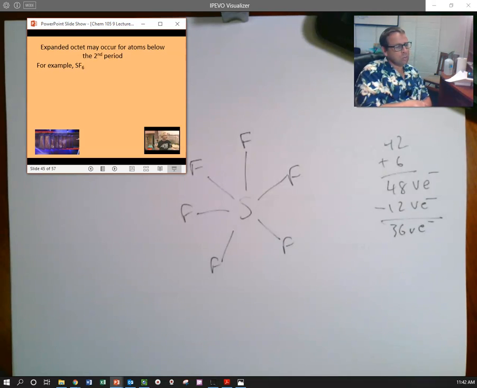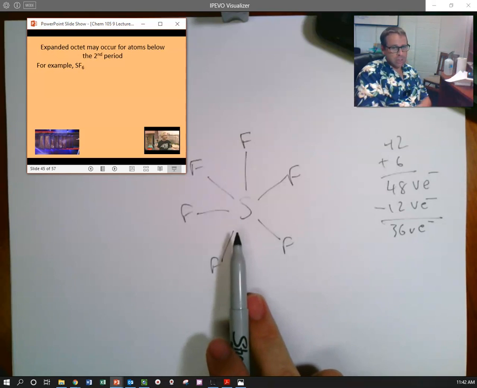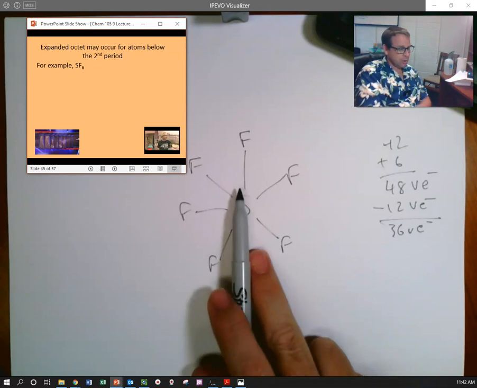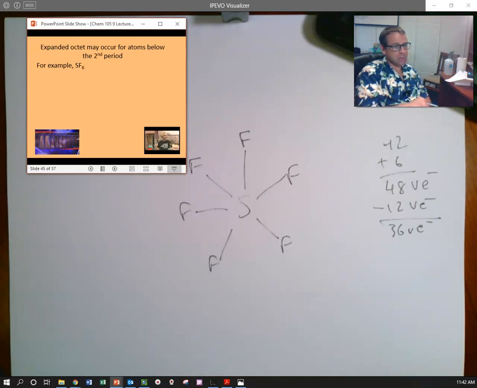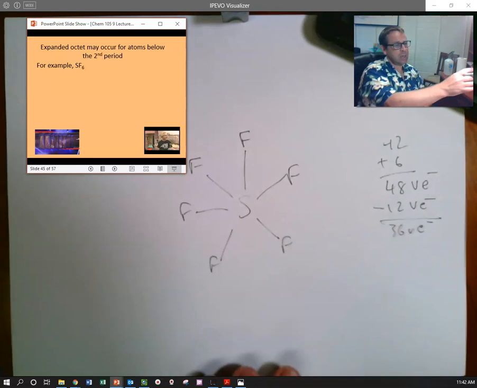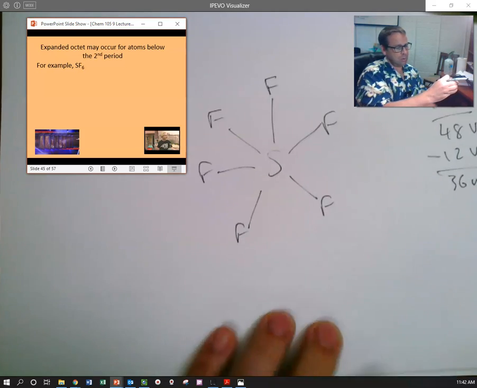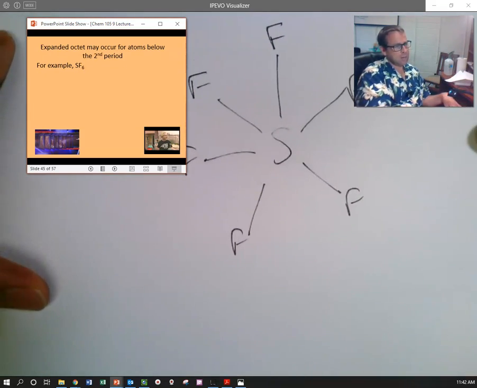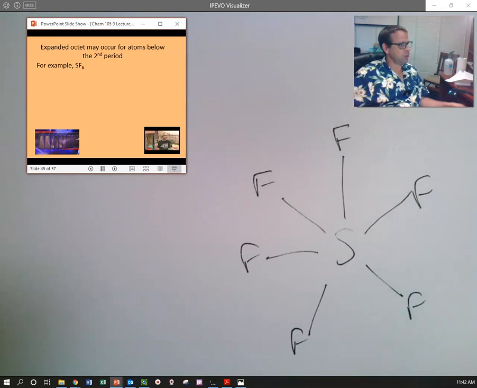All right, so right off, you can probably see that just to draw your skeleton structure, sulfur is going to need to have more than 8 electrons available to it. Okay, so this isn't a problem for sulfur. Why isn't it a problem for sulfur, Camilla?